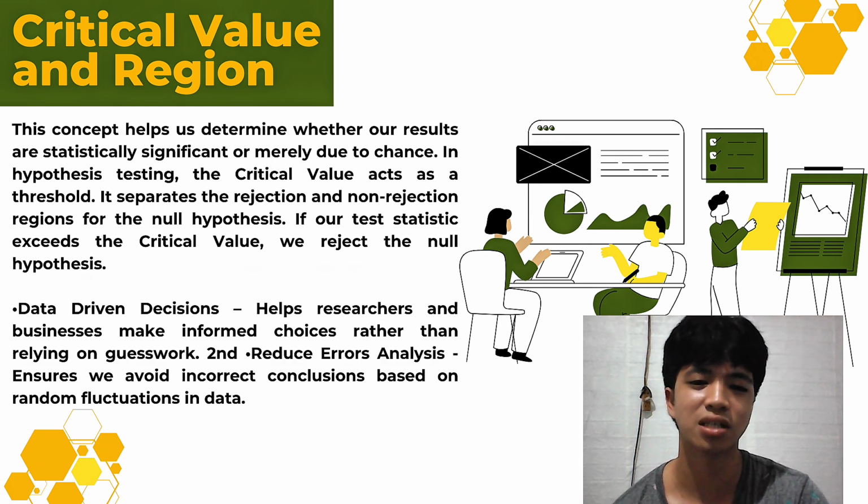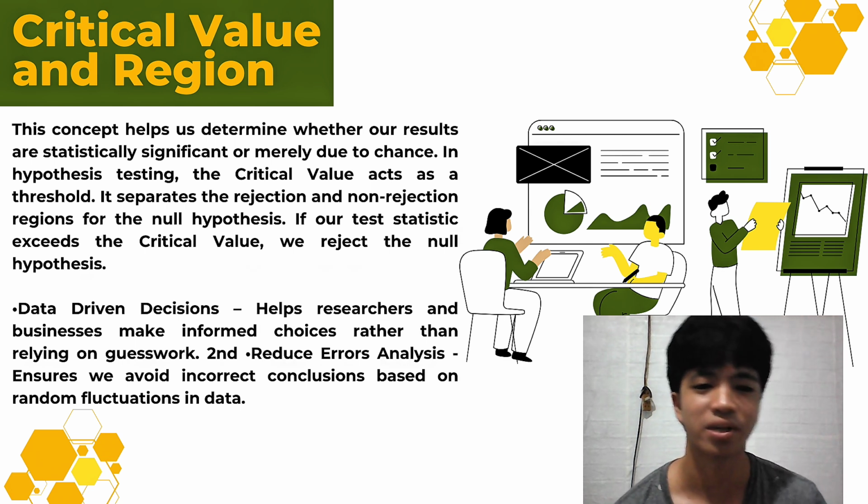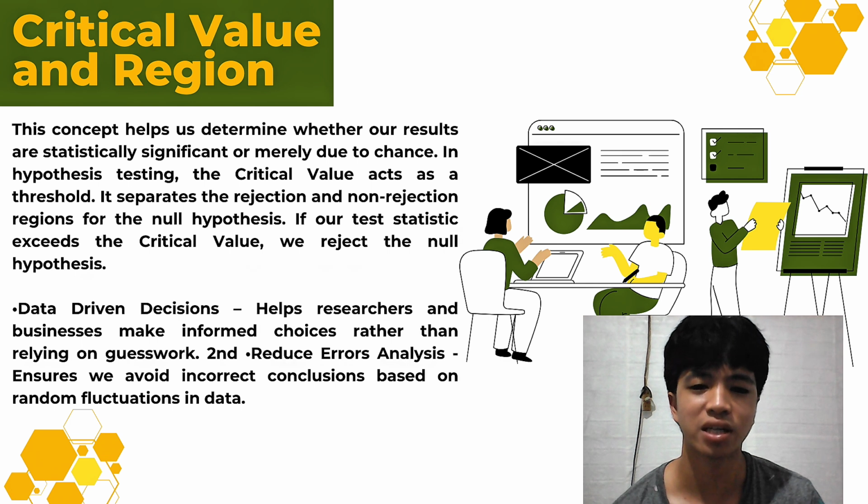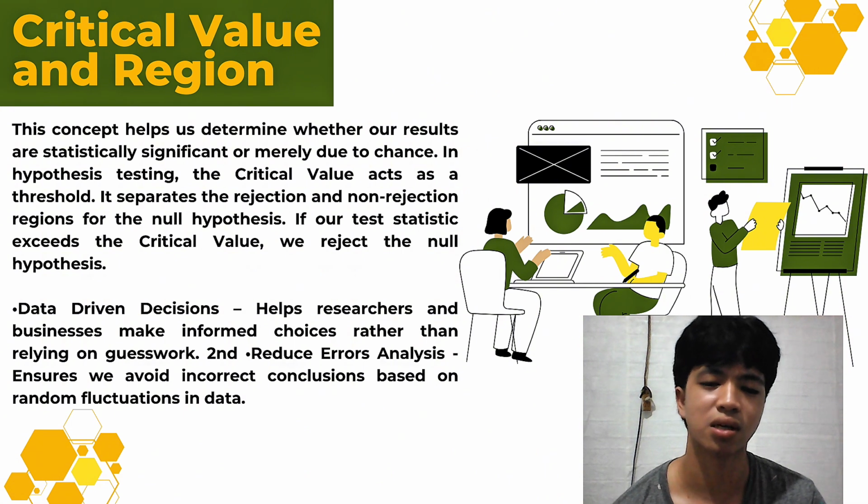In hypothesis testing, the critical value acts as a threshold. It separates the rejection and non-rejection regions for the null hypothesis. If our test statistic exceeds the critical value, we reject the null hypothesis.